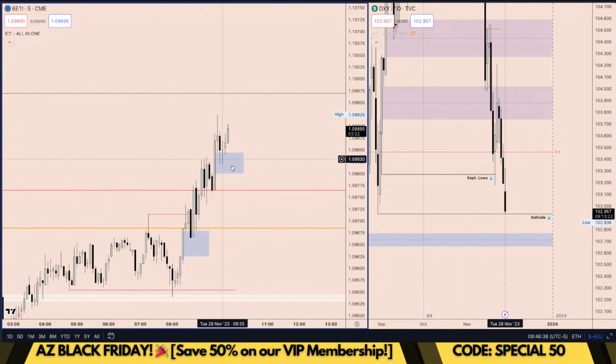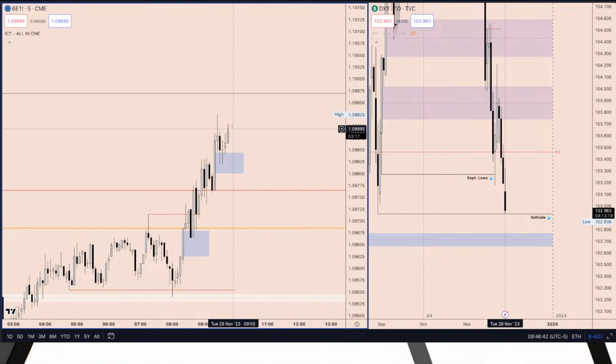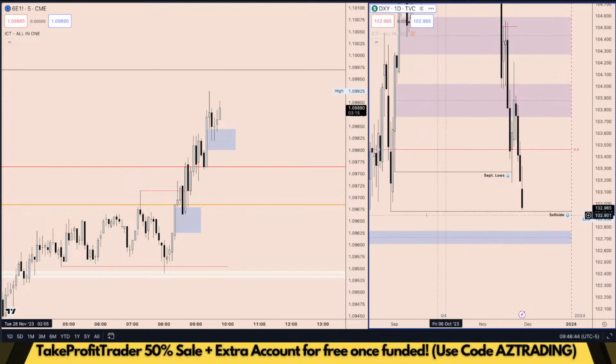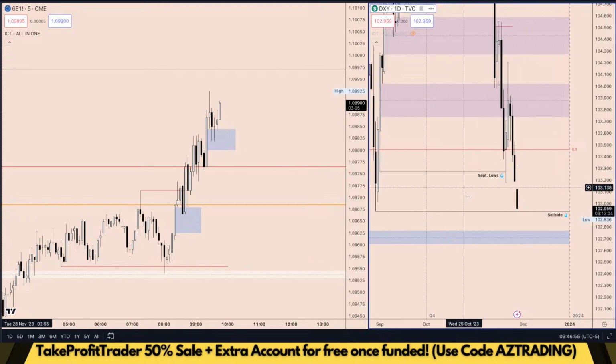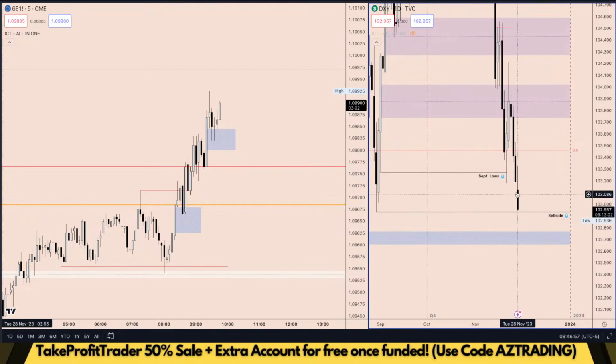EU is continuing higher off the bullish fair value gap over our target at 1.1 here on the futures chart. The DXY target here, the low of Wednesday, the 30th of August. What happens afterwards could be consolidation, could be an immediate pullback. We will see.